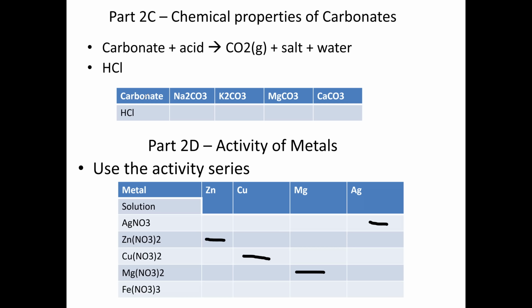For the carbonates, you're going to use sodium, potassium, magnesium, and calcium carbonate, react them with an acid, HCl, and observe what happens. And hopefully, by the observations, you can determine which one reacts the most vigorously and which one does not. So what you're going to do is take some of your powder carbonate, the solid carbonate, add it to HCl, and observe what happens. And when a carbonate reacts with an acid, it produces a gas, CO2, salt, and water as products. So you're going to write those observations in your notebook.